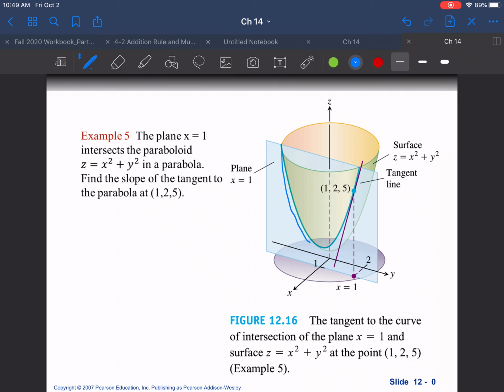That's what we're doing. We're slicing it right there and then getting that tangent line right there that's tangent to it at that point, or tangent to that curve from that intersection of that plane.